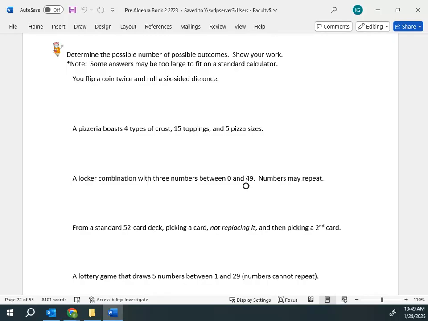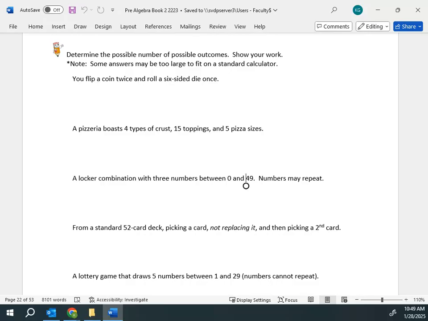Note some answers may be too large to fit on a standard calculator. If we're using the calculator that we've been using, you'll be fine. Okay, if you were using one of my extra calculators in the back, it's not going to be fine. These big kid calculators, you should be fine with it.